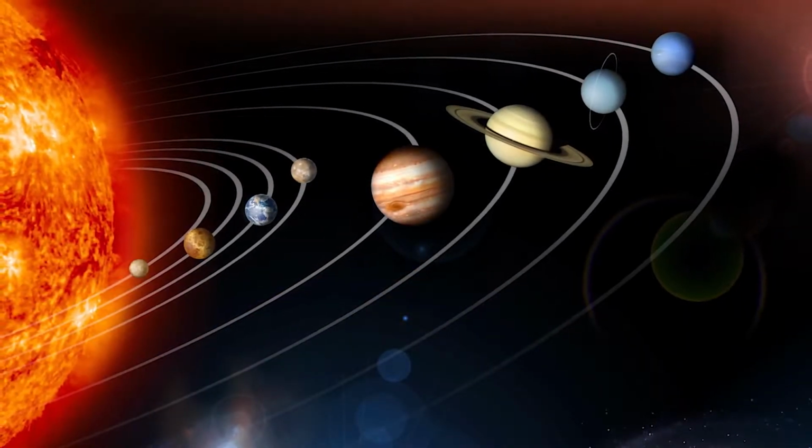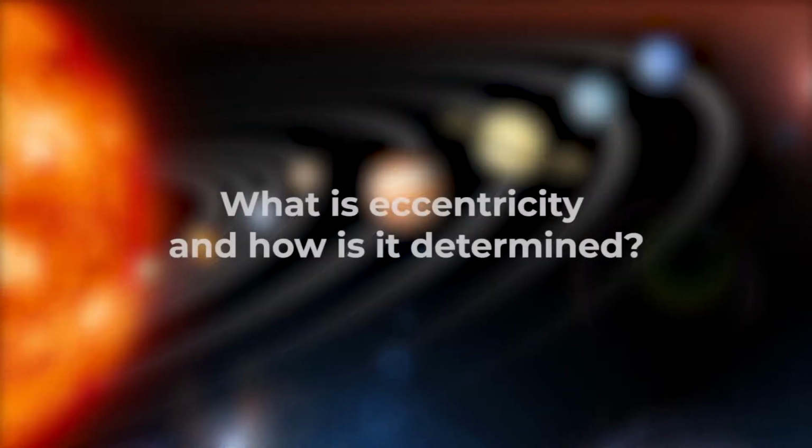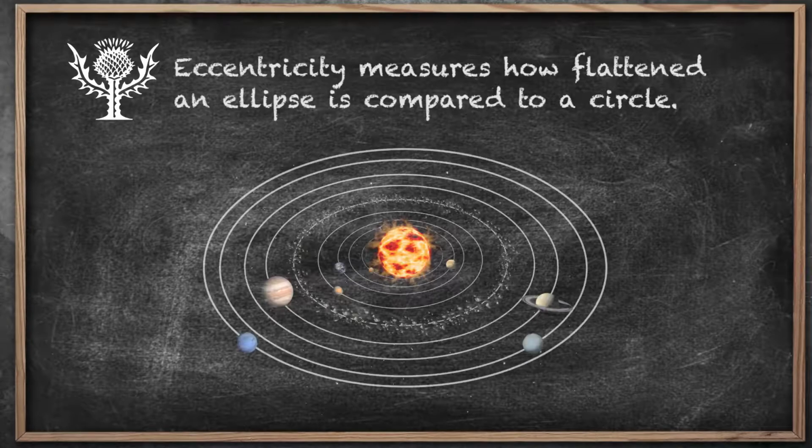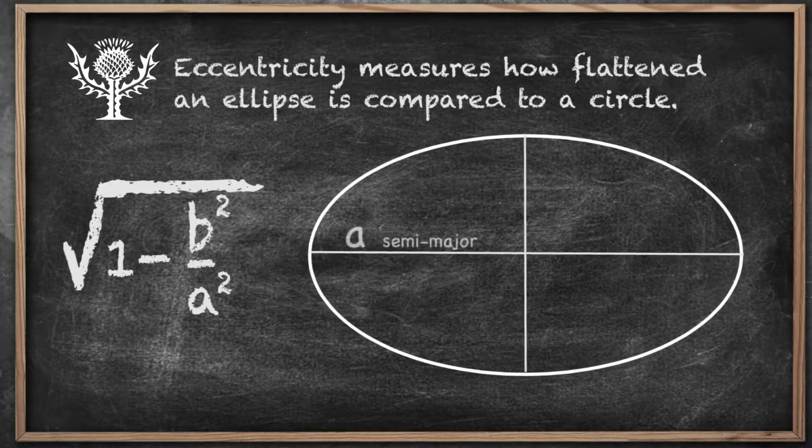What is eccentricity and how is it determined? Eccentricity measures how flattened an ellipse is compared to a circle. We calculate it using this equation. So what does that mean? Well, A is the semi-major axis, or the longest distance axis. B is the semi-minor axis, or the shortest distance axis.